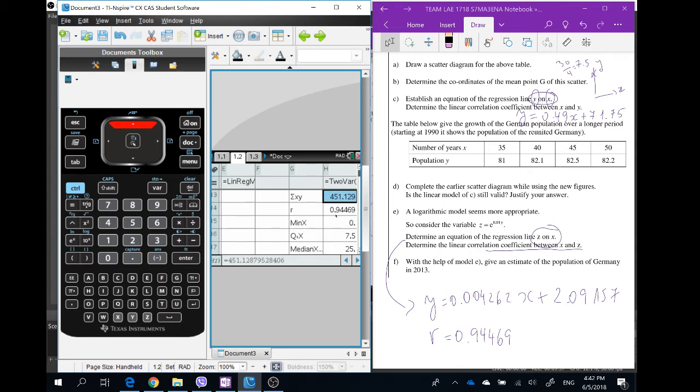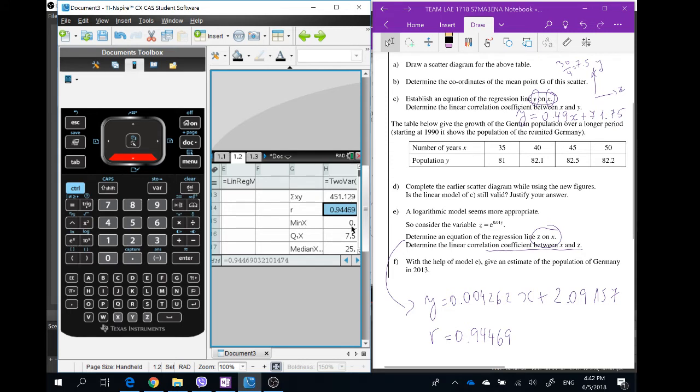If you remember, the r is 0.94, it's very close to 1, so this means that there is very strong correlation between these two variables. So this means that if the number of years increases, then the population is also increasing.